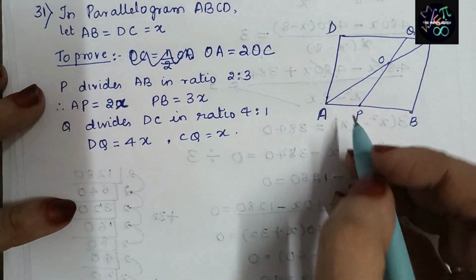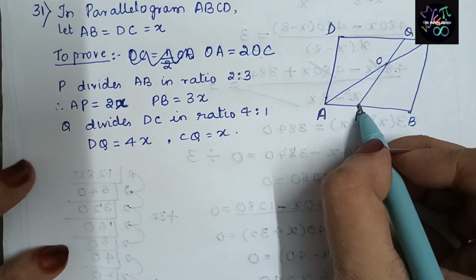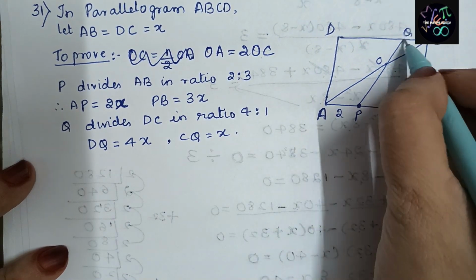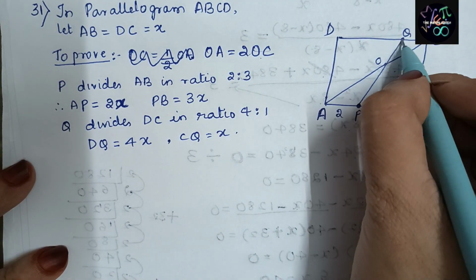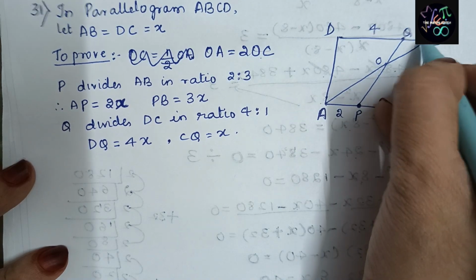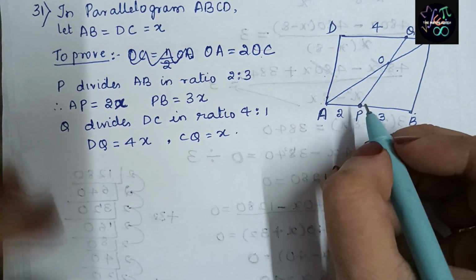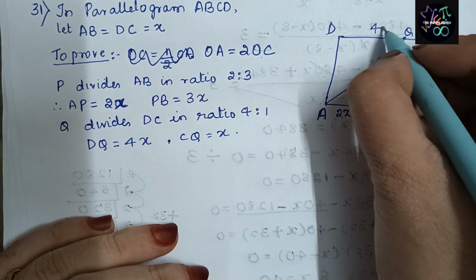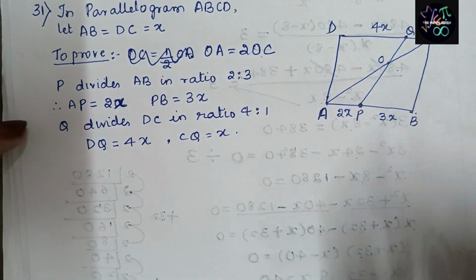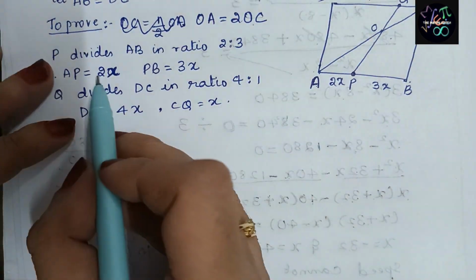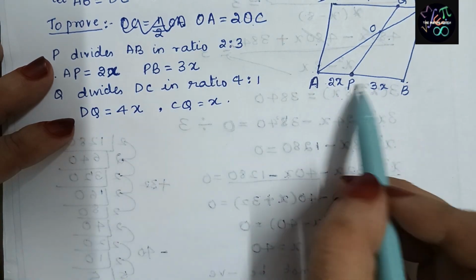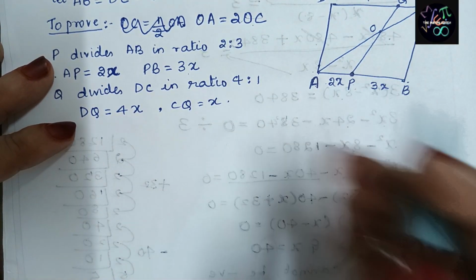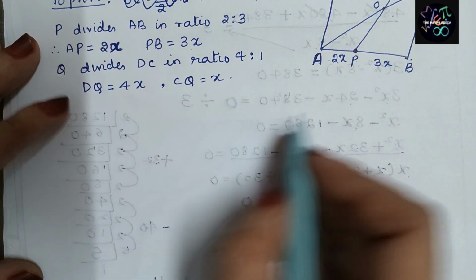Now, let us see here. They have given in the question that P divides AB in the ratio 2:3 and Q divides DC in the ratio 4:1. Let us consider these sides as x. I'll write 2x and 3x. Here also I'll write 4x and 1x. So I have written here AP is 2x, PB is 3x, DQ is 4x and QC is 1x. Let us start solving.